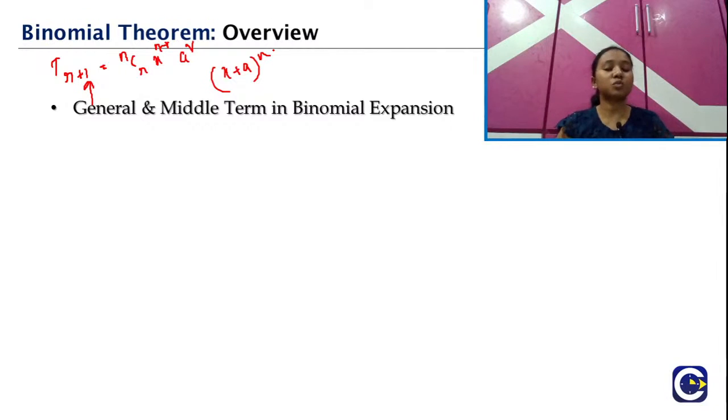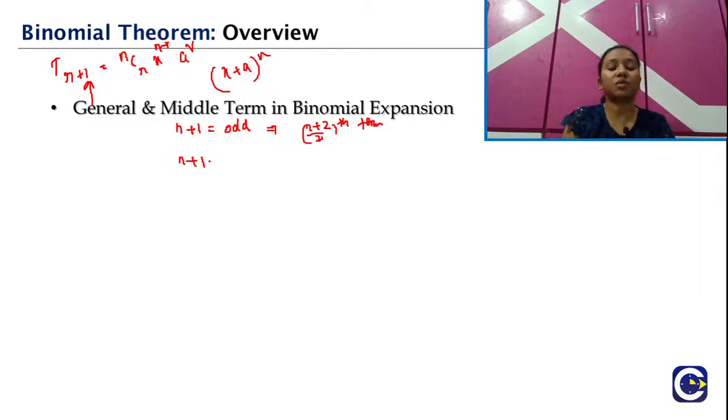When it comes to middle terms, they depend upon the number of terms. If we have an odd number of total terms, then there will be only one middle term, whereas if we have an even number of total terms, then there will be two middle terms. So if n + 1 is odd, then the middle term will be the (n+2)/2 th term.